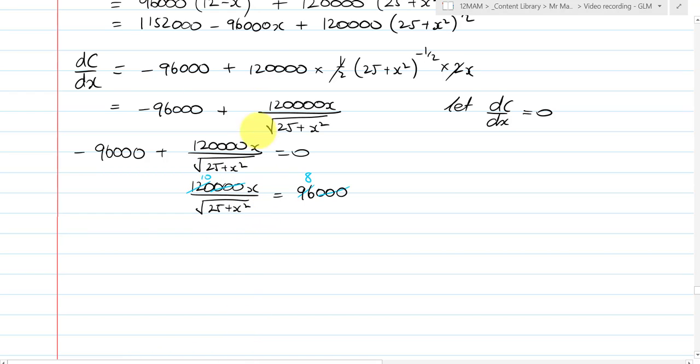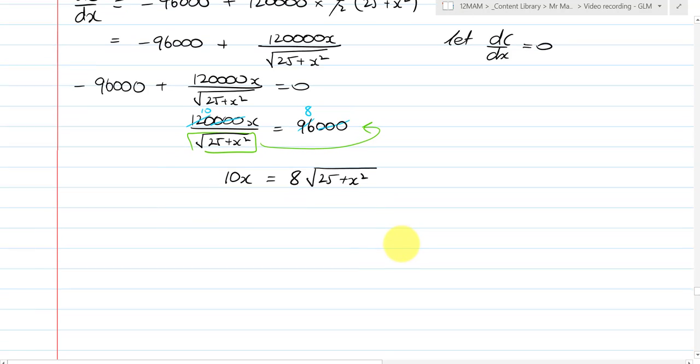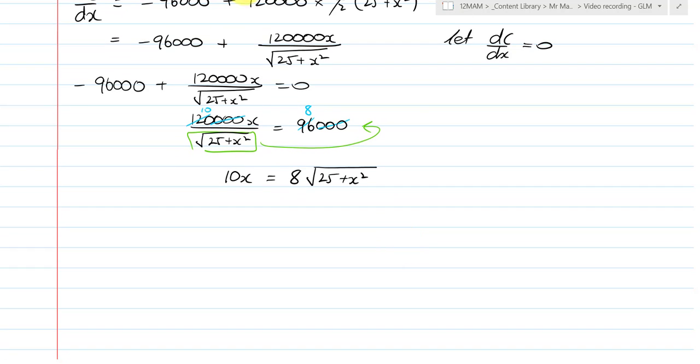I'm also going to multiply to bring this up on this side. And so it gives me 10x is equal to 8 times the square root of 25 plus x squared. Now you notice here I wasn't scared about not fully simplifying. The 10 and the 8 can still cancel out, which is nice. So I might just do that as well. That becomes 5 and that becomes 4.